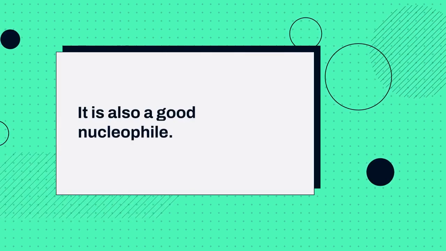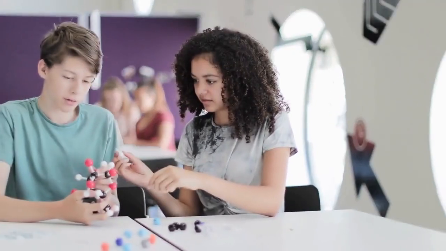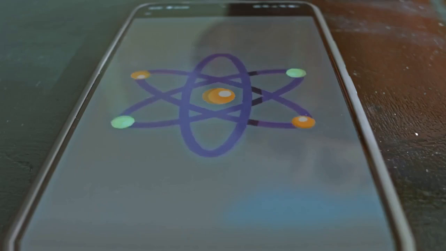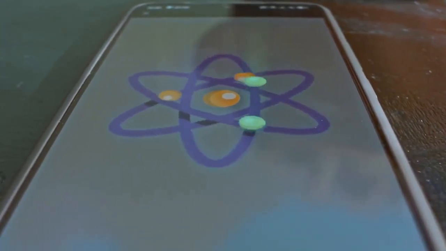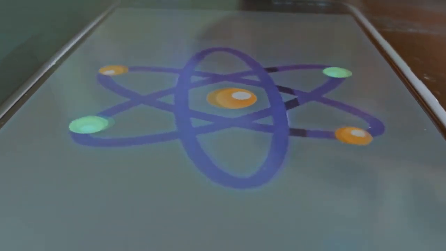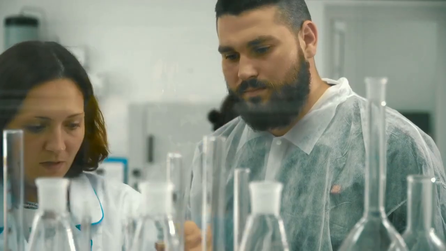Second, sodium ethoxide is also a good nucleophile. A nucleophile is a species that donates an electron pair to an electron-deficient center. The oxygen atom in the ethoxide ion has lone pairs and a negative charge, making it eager to attack a partially positive carbon. This is what happens in substitution reactions, specifically the SN2 reaction.